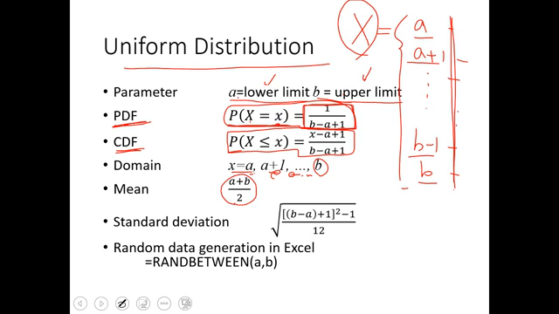The mean is a plus b over 2. And the standard deviation is given by this equation. It is a little difficult to verify, so let's accept this equation. And when you would like to use random number generation in Excel, you can use RANDBETWEEN a and b. If you use this function, then Excel randomly chooses a number between a and b and gives the answer.